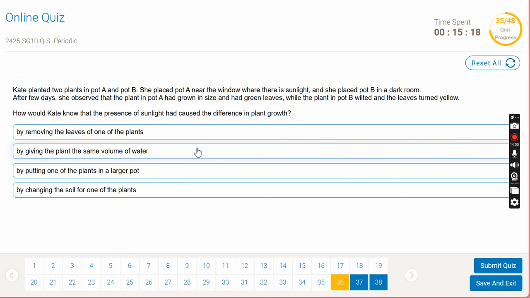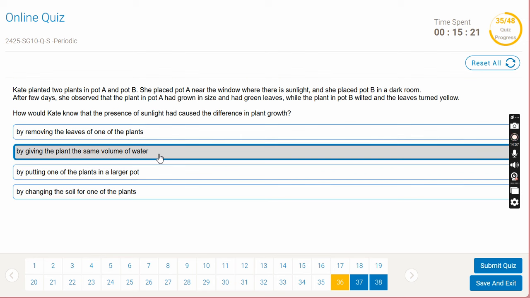So sunlight is also food for the plants and also water. So we're going to give the same amount of water to both of them. So the rest of the things are kept the same, only the sunlight is going to change. So that is question 36.